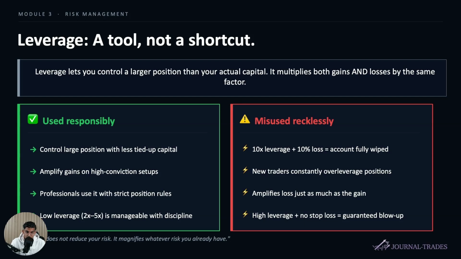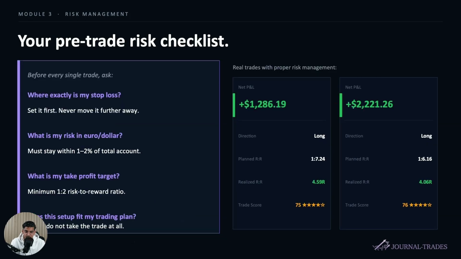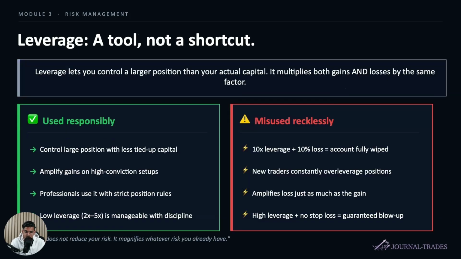So this is completely possible, but what you need to understand is that you need to stick to that rule of 1 to 2% at max. So professional traders basically use leverage with strict position rules. What this means is you always risk the same on a trade, and if you need leverage, you use leverage. If you don't, you don't. That's basically how simple it can be.